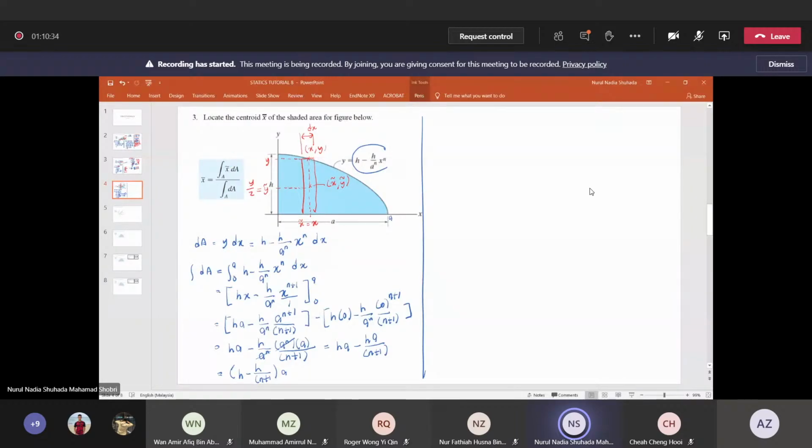Now is for the upper part. Upper part is x dA. So the value of x at the center is equal to x, and the value of dA is h minus h over a^n x^n dx. Okay, so you guys expand this, n plus 1, because x times x^n. So now we already expanded, we integrate this.